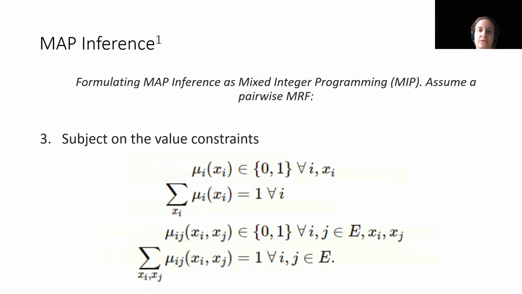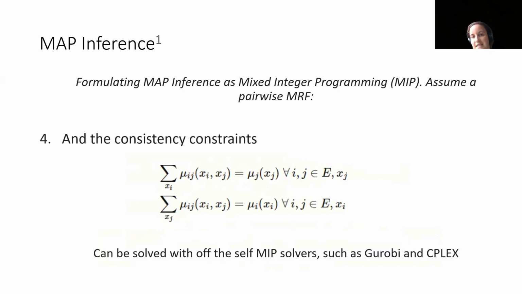Okay. That's how we map the optimization problem that we described to a MIP problem. And as I said, this is a simple problem, but it does create a huge number of variables, which is basically the number of states for every variable plus the combinations of states for every edge. Any question on the MIP?